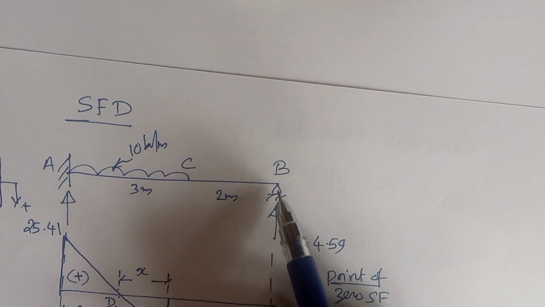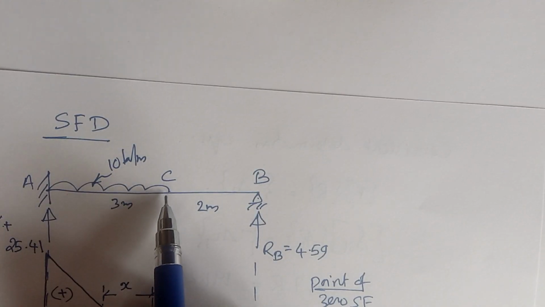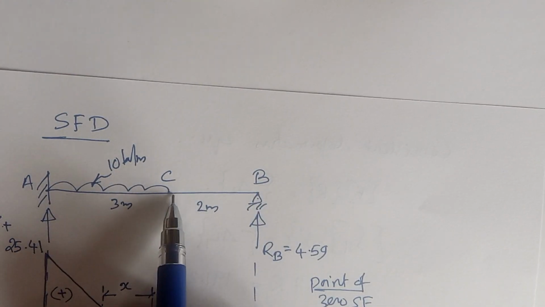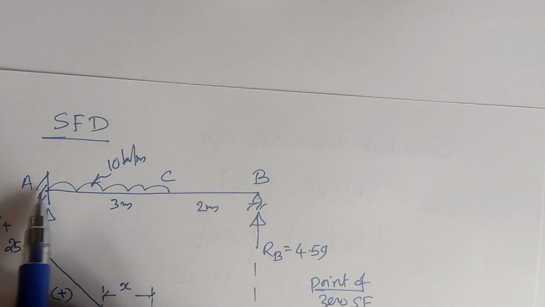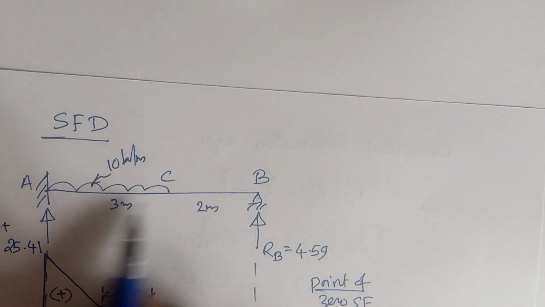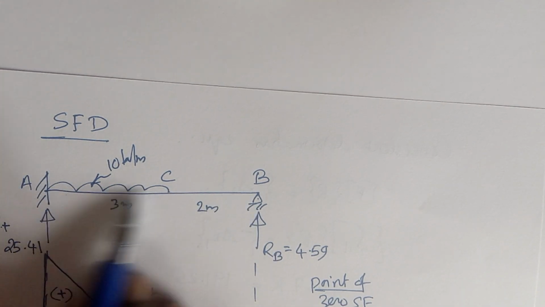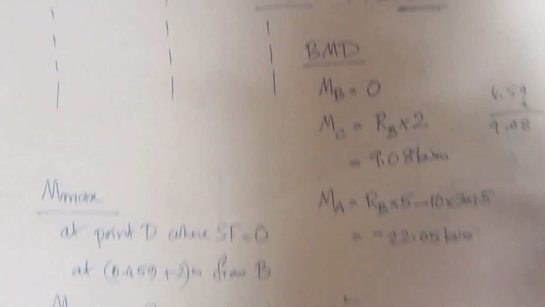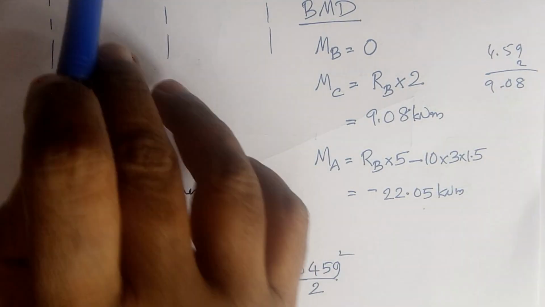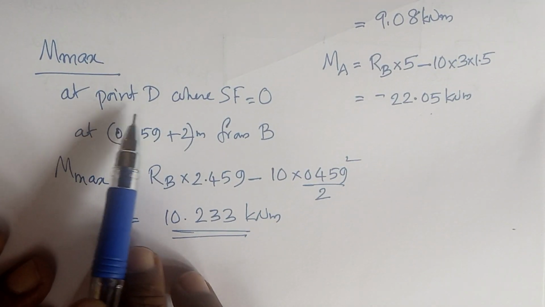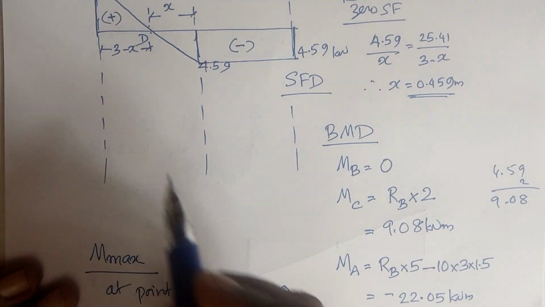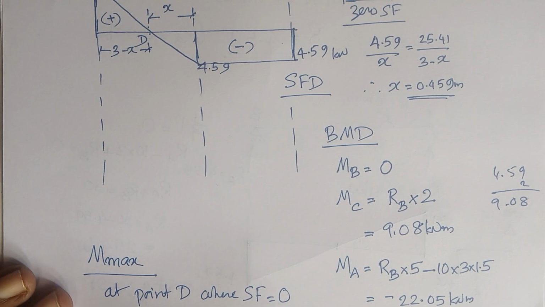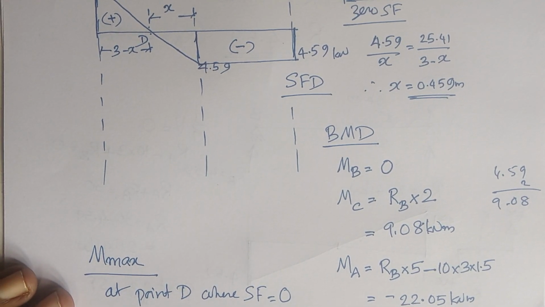So I will explain once again. Bending moment at point B is 0. If you want to get the bending moment at C, it is load into distance. If you want to get the bending moment at A, it is load into 5, this much load, minus 10 into 3 into 1.5. Find the maximum bending moment. It will occur at point D where the shear force is 0. So we have got the maximum bending moment value 10.233.